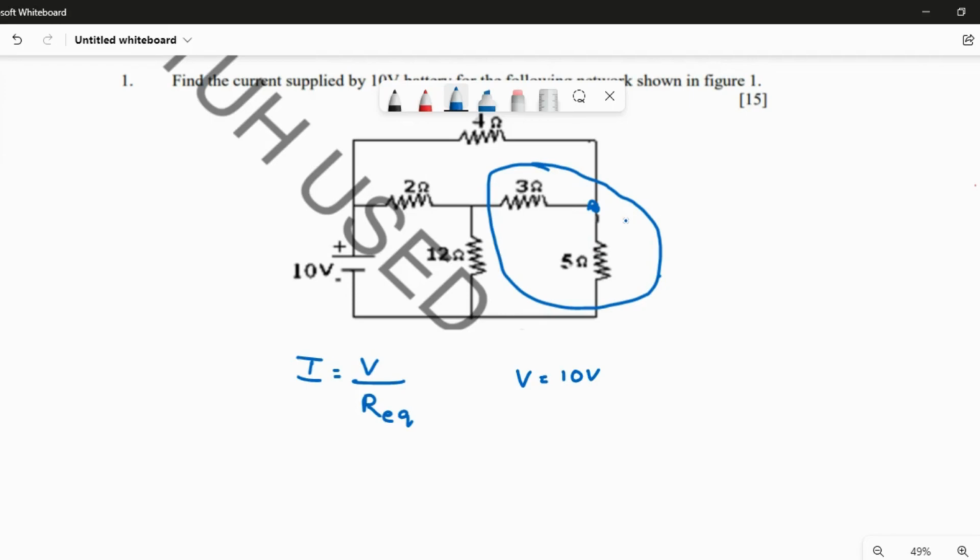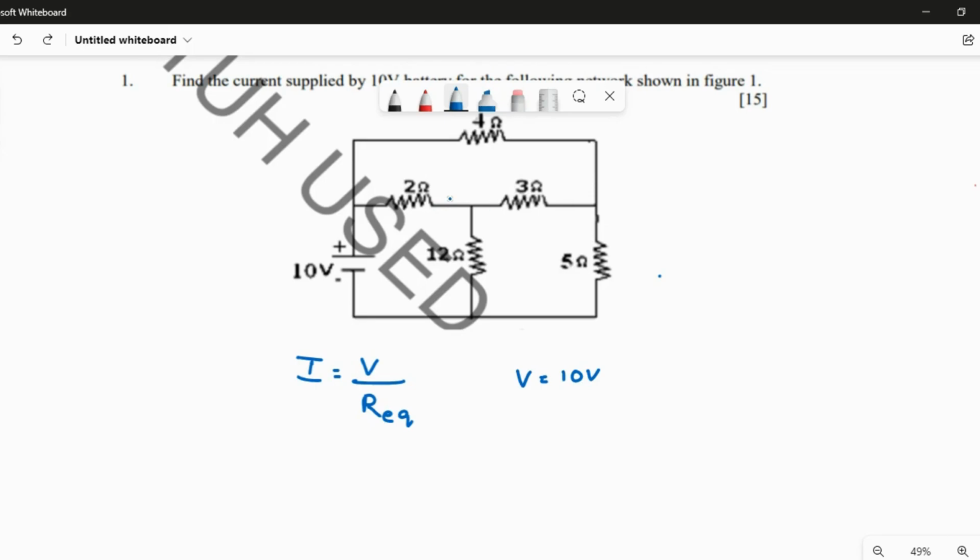Parallel means the two resistors must be one across the other. One end of the two resistors is connected here, but the other ends are not connected. Suppose the other ends were connected like this, then those two would become parallel, but it is not connected like that, so those two are not parallel. So these two are neither in series nor in parallel. No two resistors are in series connection nor in parallel connection.